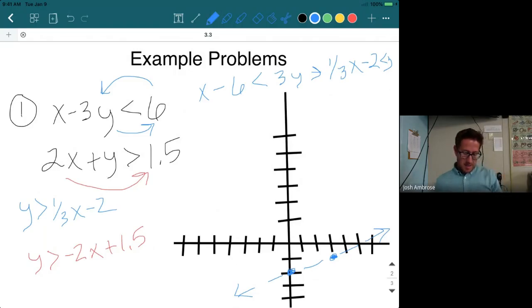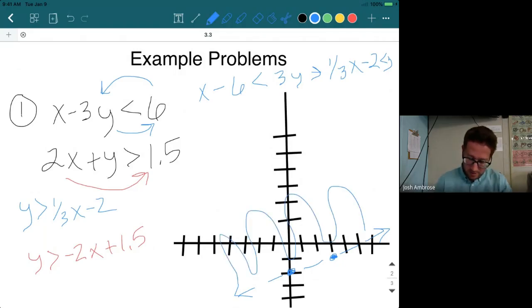Okay, and it says y is greater than, so we will be shading up here. All right, now let's do the red equation. So we go up 1.5. We are right there at 1.5.